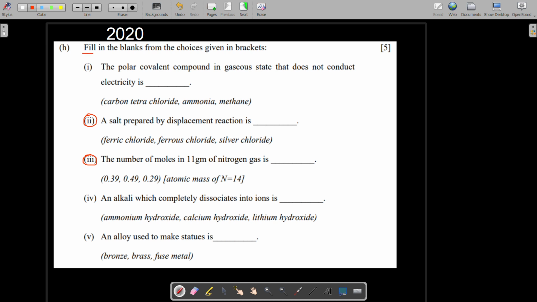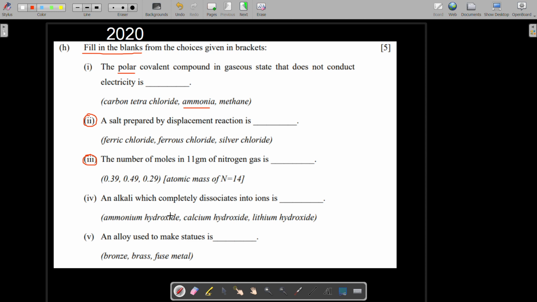Fill in the blanks, 2020 to 2016. So let's start. The polar covalent compound in gaseous state that does not conduct electricity. Polar. Carbon tetrachloride and methane are non-polar. So the ammonia should be the answer. Leave the one circled with red ink because they are not part of the syllabus for the 2023 question paper.